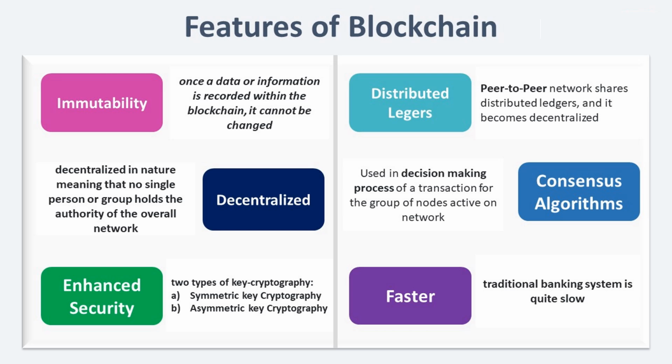Next come the distributed ledgers. As I already told you, it is a peer-to-peer network. It shares the distributed ledgers, and it becomes decentralized because all the nodes are interconnected together. And next is decentralized: there is no single point of contact. It has multiple servers which are interlinked together, and even if a single central server fails, another server will take care of that, because replicated data are copied. Decentralized in nature means that no single person or group holds authority over the overall network.